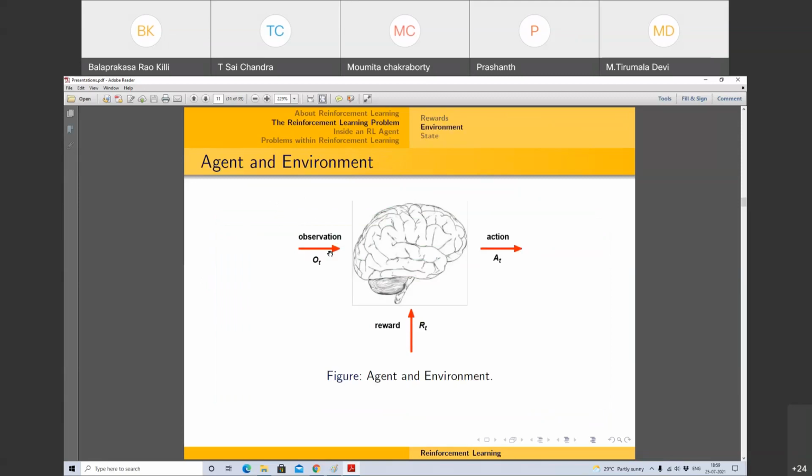So that is reward. You should be very clear with reward, because in our subsequent examples, I will use this reward, and you should see why we are using that kind of rewards.